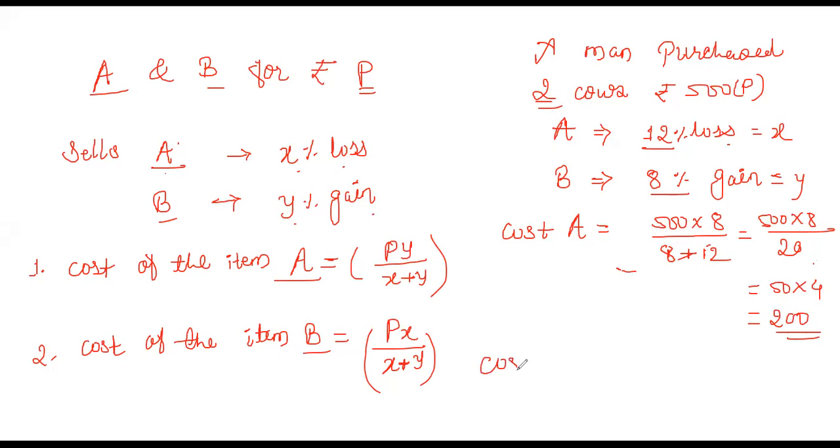Then the cost of B, the second cow. Cost of B is equal to how much? P into X, that is taking 500 into 12 divided by X plus Y, again 12 plus 8. So it is 500 into 12 divided by 20. Calculate it and tell me the cost of B. 300.